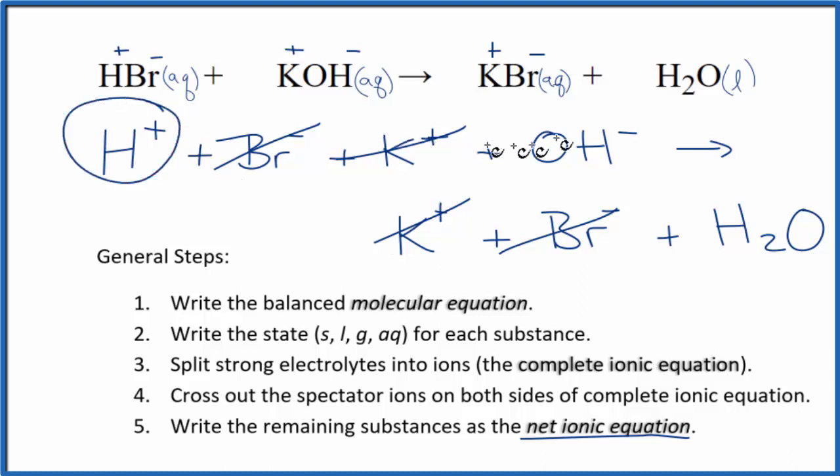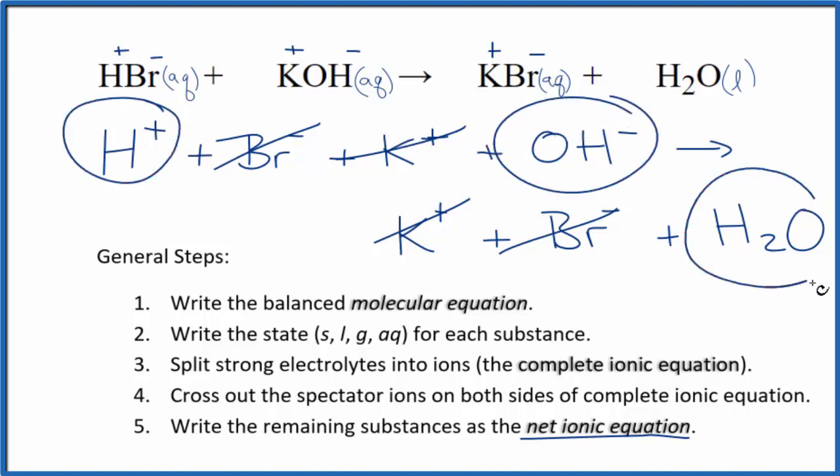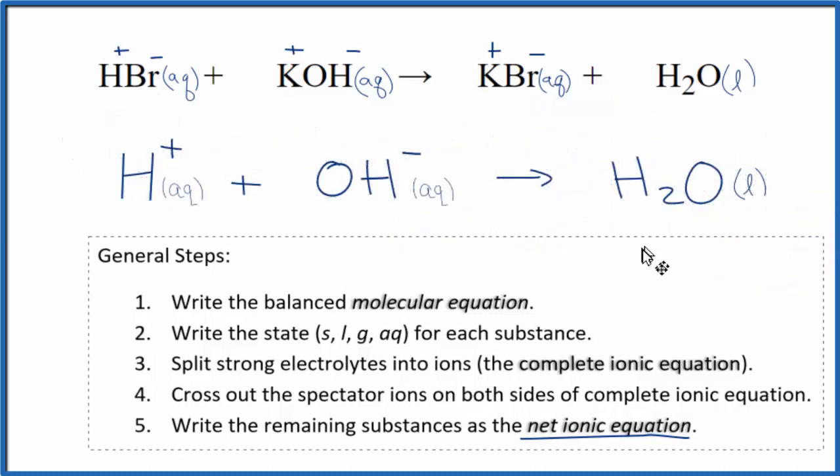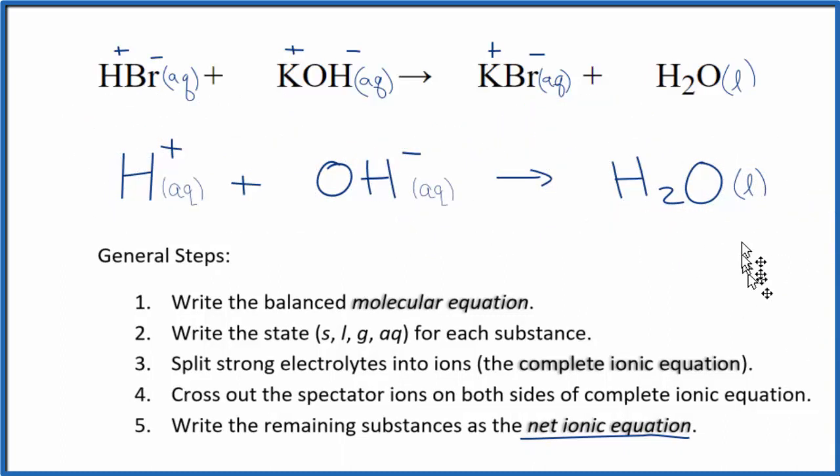We have H plus, OH minus, and we end up with H2O. So let me clean this up and write the states in, and then we'll have the net ionic equation for HBr plus KOH. So this is the balanced net ionic equation for hydrobromic acid plus potassium hydroxide. You'll note the charges are conserved. We have a plus and a minus, and it's neutral on this side. And we have the same number of atoms on each side, 2 hydrogens on both sides and 1 oxygen.